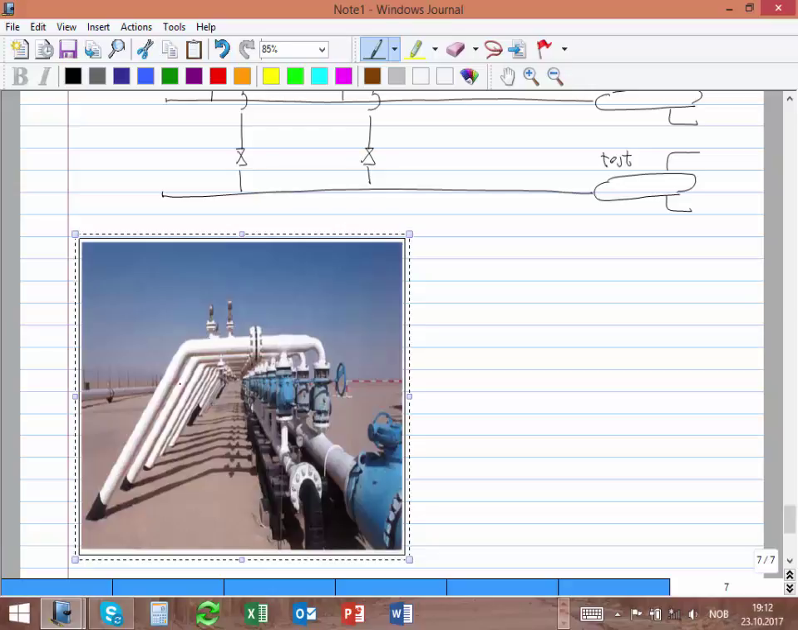Now you see this manifold is on top. If I want to produce, let's say this is well one, to the test, I close this valve and open this valve. Very clear. If I had two separator trains, A and B, how would I put it in this figure? Another pipe parallel here, and then I have to extend this and have another valve there.